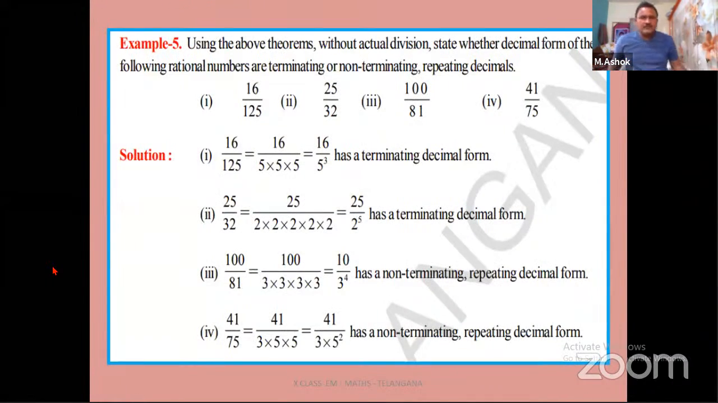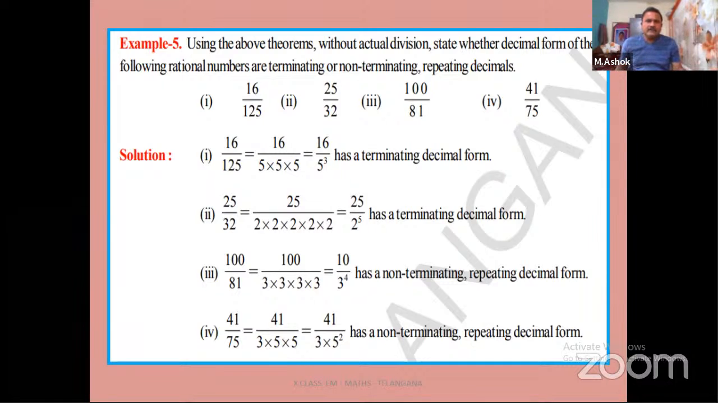Now we come to a few sums based on the theorems we have just discussed. Look at example number 5. Using the above theorems, that means 1.3, 1.4 and 1.5, whatever you need, we have to apply. Without actual division, underline this word. Without actual division, state whether the decimal form of the following rational numbers are terminating or non-terminating repeating decimals. You have to state this without doing the actual division.